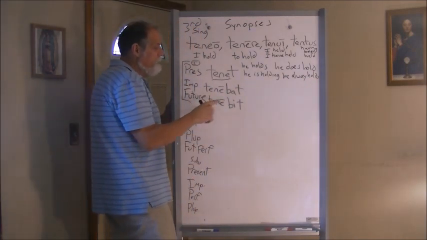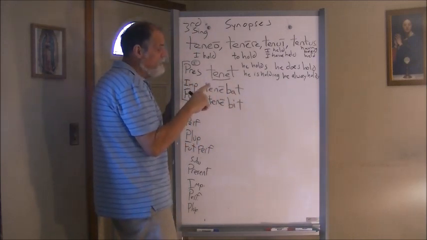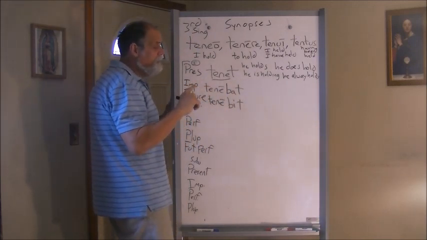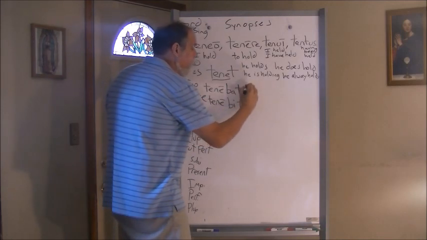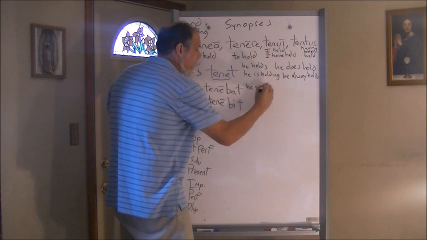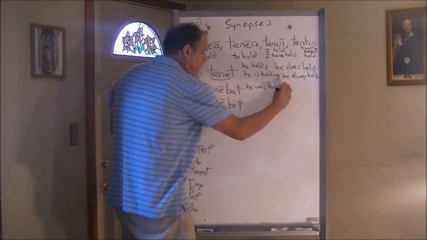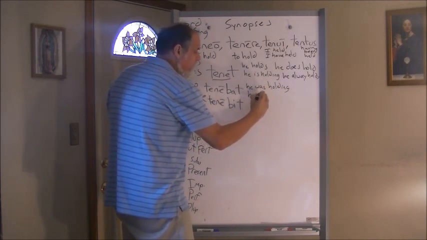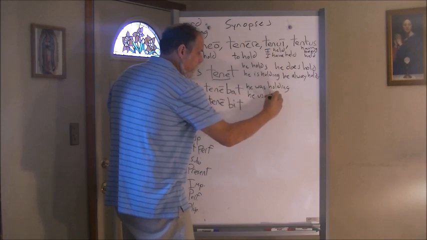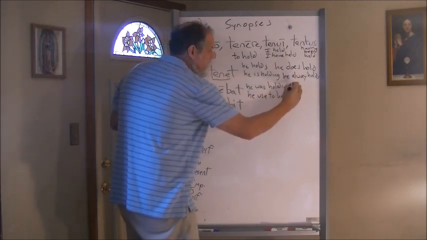Then in tenebat, we have the preferred form. The imperfect tense is past, the past with but incomplete action, hence imperfect. It's not a completed action. So you should have he was holding. So that is the continuous form. He used to hold. Habitual. He kept on holding.